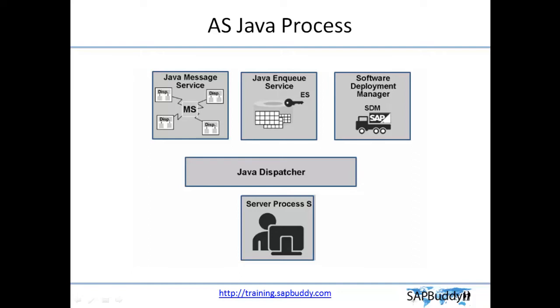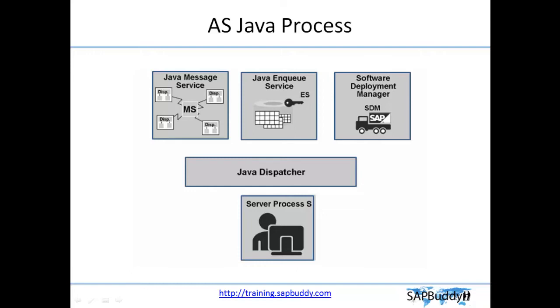The message server, the Java message service, acts like a distributor for the dispatchers. You can see in this diagram that the message server is connected to the dispatcher, and the dispatcher is connected to the server processes.